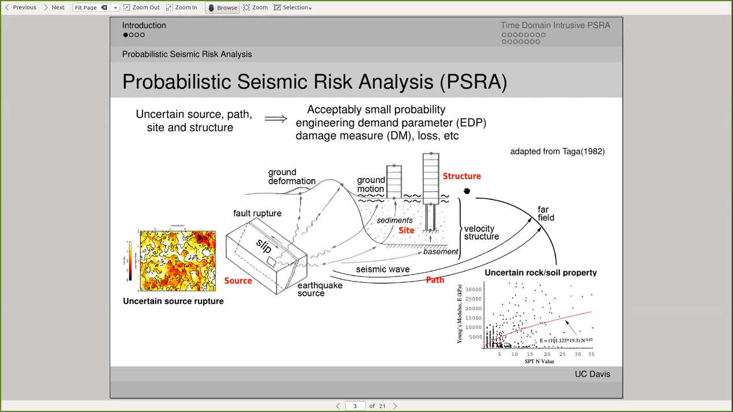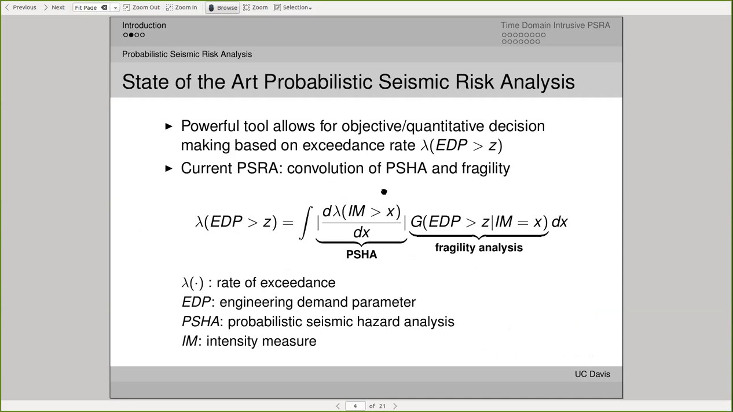For example, a typical engineering demand parameter for a building structure can be the interstory drift. And to solve such a problem, the current state-of-the-art framework for seismic risk analysis consists of two parts. Number one is the probabilistic seismic hazard part, which considers the uncertainty in the ground motion, and number two is the structure fragility part, which considers the uncertainty in the structure system. And the exceedance rate of your engineering demand parameter is calculated as the convolution between the seismic hazard and the structural fragility. So this has been a very powerful tool that allows us to do objective and quantitative decision making.